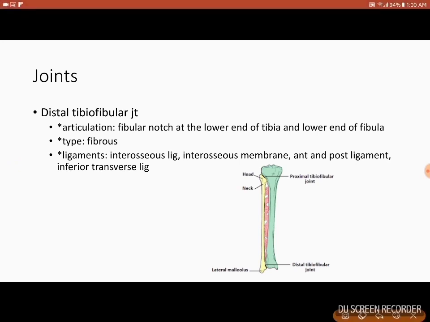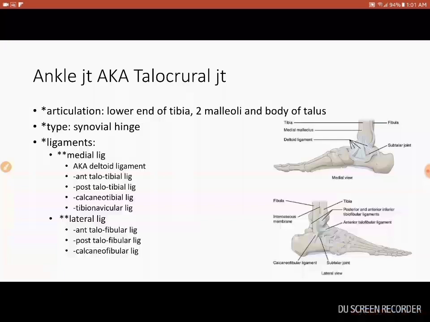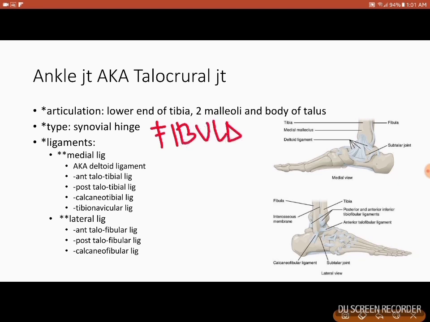Let's talk about the joints. First, you have your distal tibiofibular joint, the articulation of the tibia and the fibula on the lower end. Let's go now to the ankle joint, or your talocrural joint. It's the articulation of the tibia and fibula and the talus. It is a hinge joint.